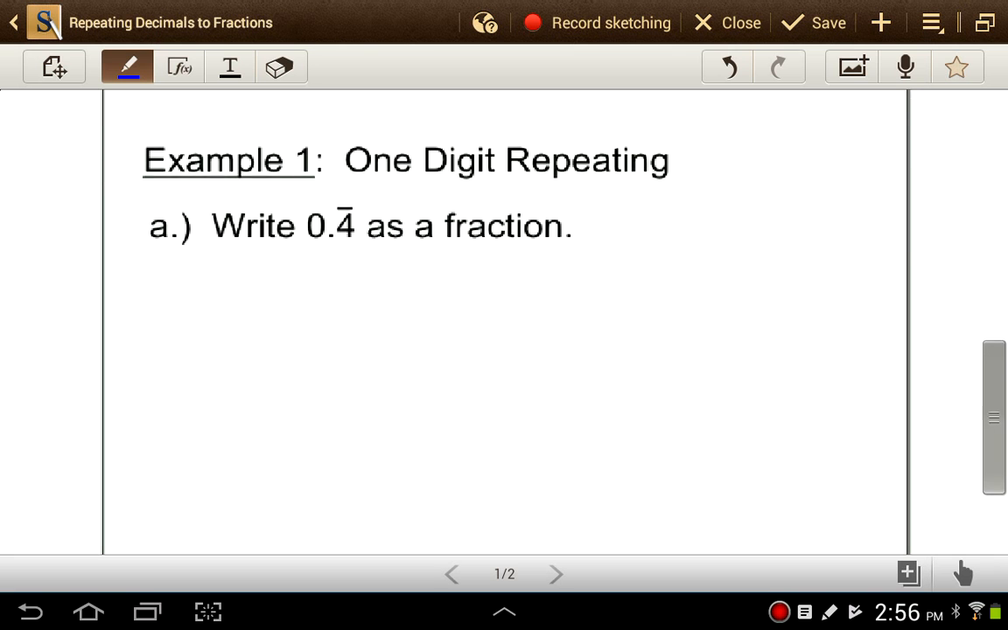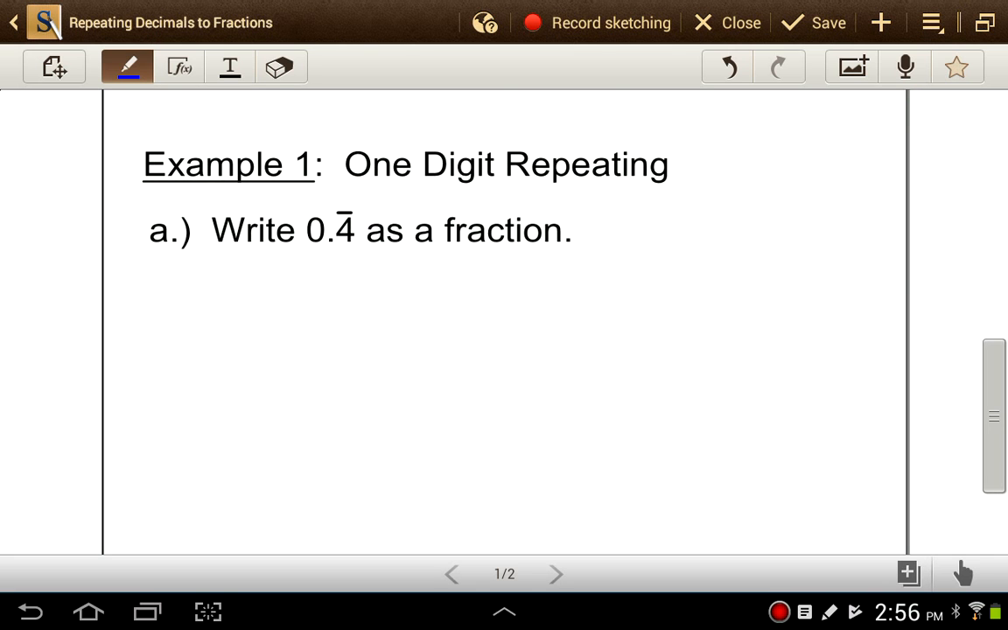Okay, in example 1, we're going to do one digit repeating. So we're going to write 0.4 repeating as a fraction. In order to do this, there's about a 4 or 5 step process. First, I'm going to set this equal to a variable. So I'm just going to make it n. So n equals 0.4 repeating. This gives me an equation that I can now solve to find the answer.